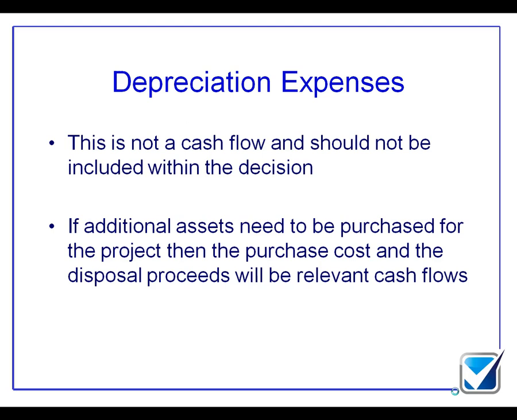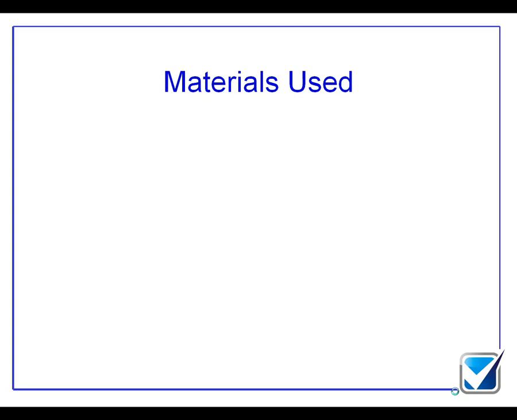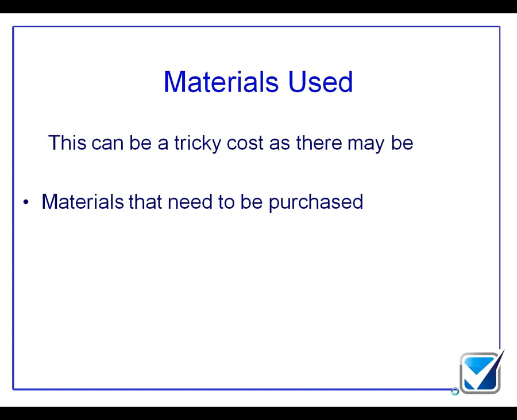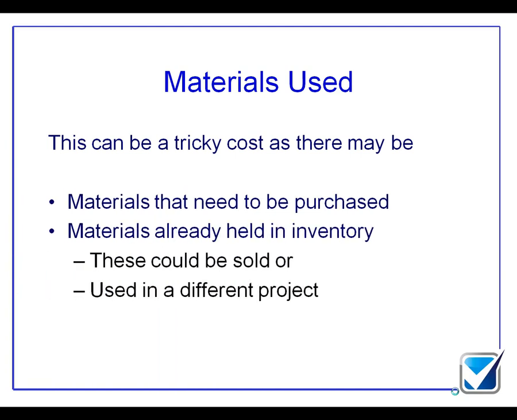Now, this gets a little bit more weird and wonderful when we start looking at the various different types of additional costs incurred within the project, such as materials that we're going to use. If you've got materials that have to be purchased, then the purchase price becomes relevant. If you've got materials that you already hold on to, then the relevant cost will be the opportunity cost, i.e. what they could be sold for, or the benefits generated from using them in a different project.